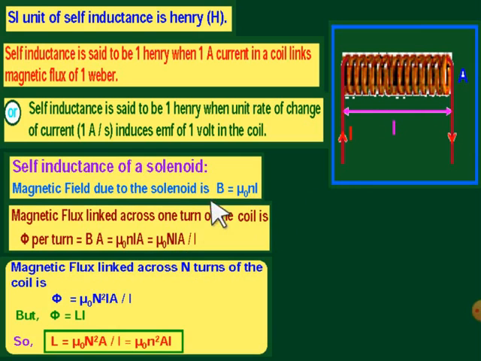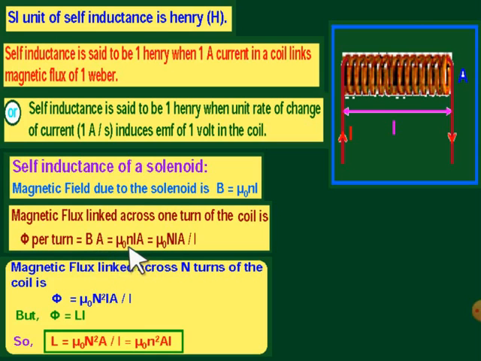We know that the magnetic field due to the solenoid is given by B is equal to mu naught n I, where mu naught is the absolute permeability of free space, n is the number of turns per unit length, and I is the current flowing through the solenoid. In one turn, the magnetic flux linked will be equal to BA only. If there are 5 turns, there will be 5 times BA. If there are 3 turns, it will be 3 times BA. So this is the magnetic flux linked with one turn of the coil.